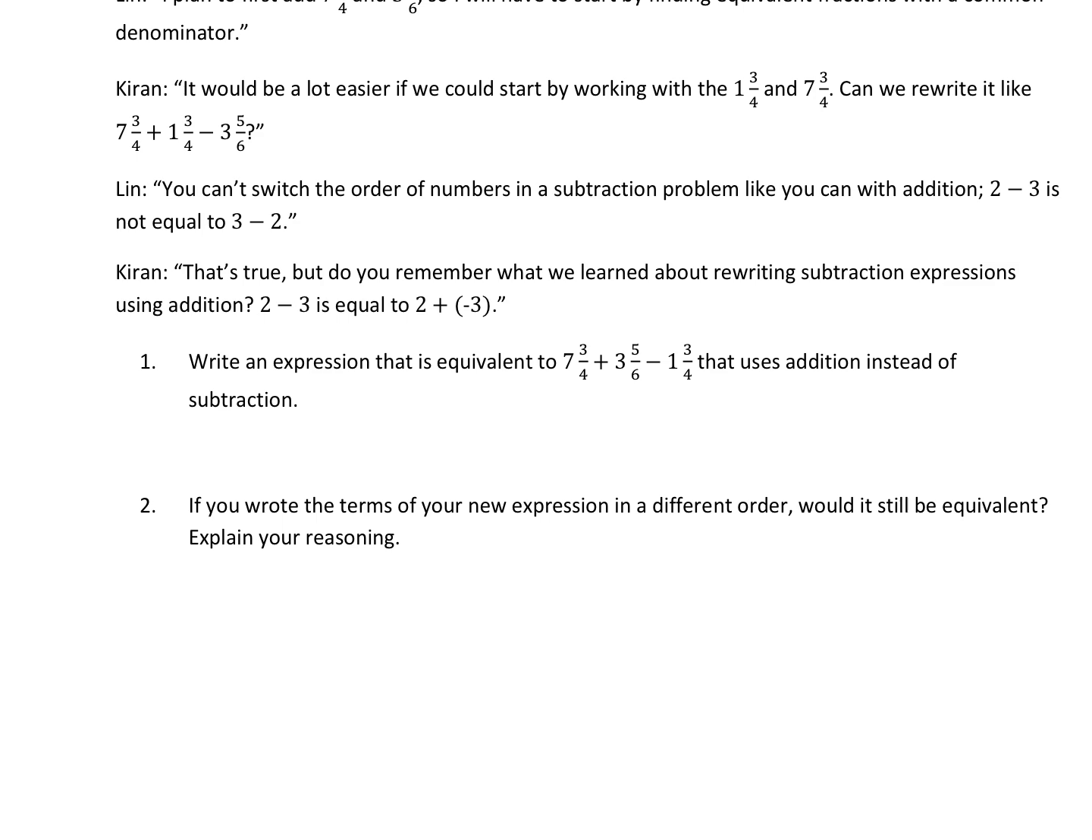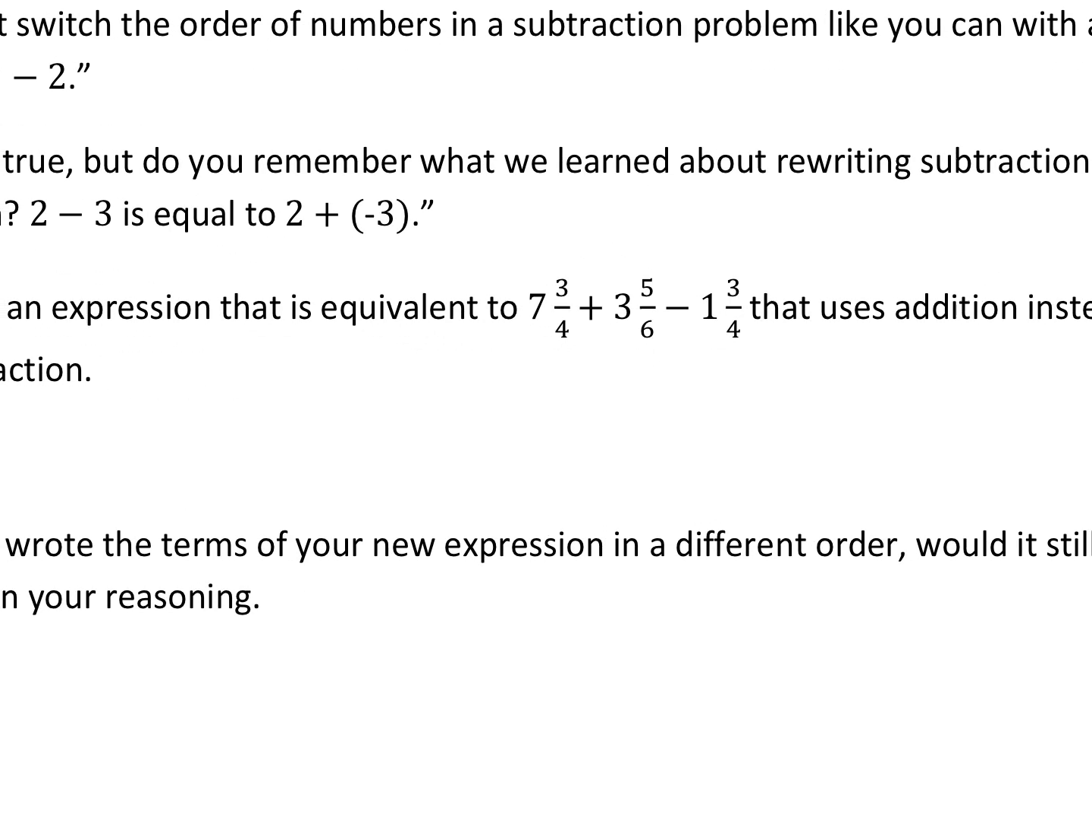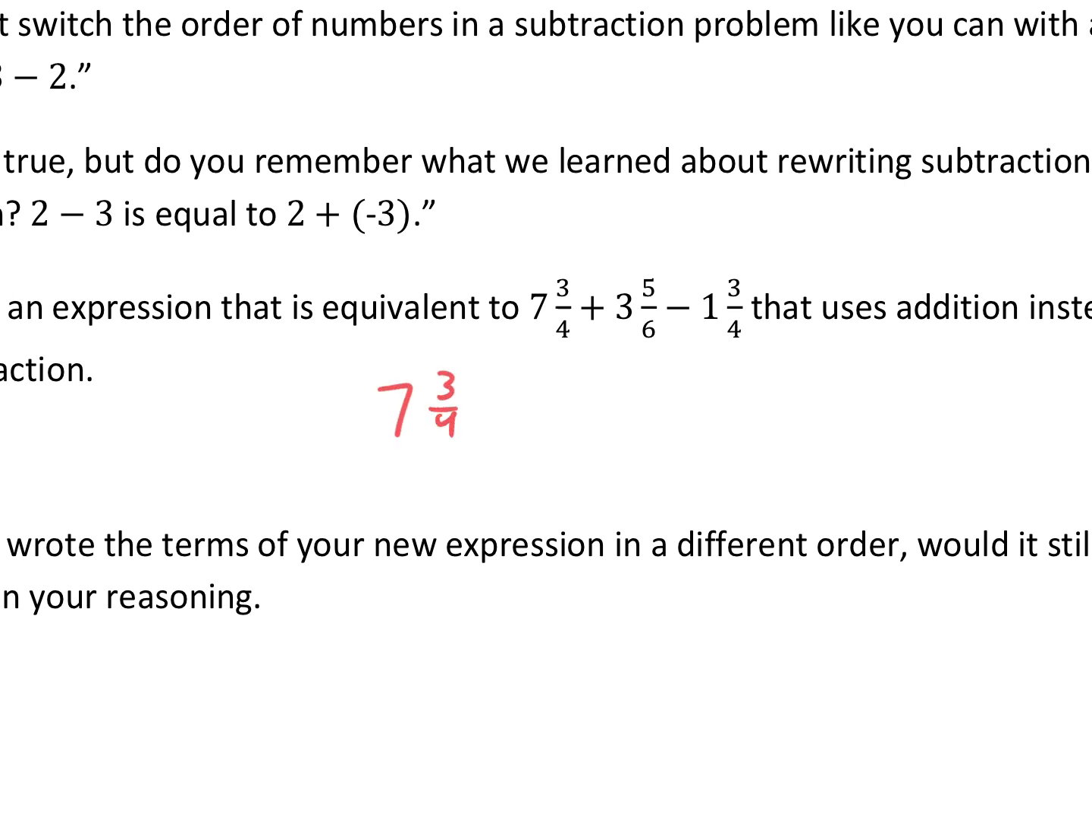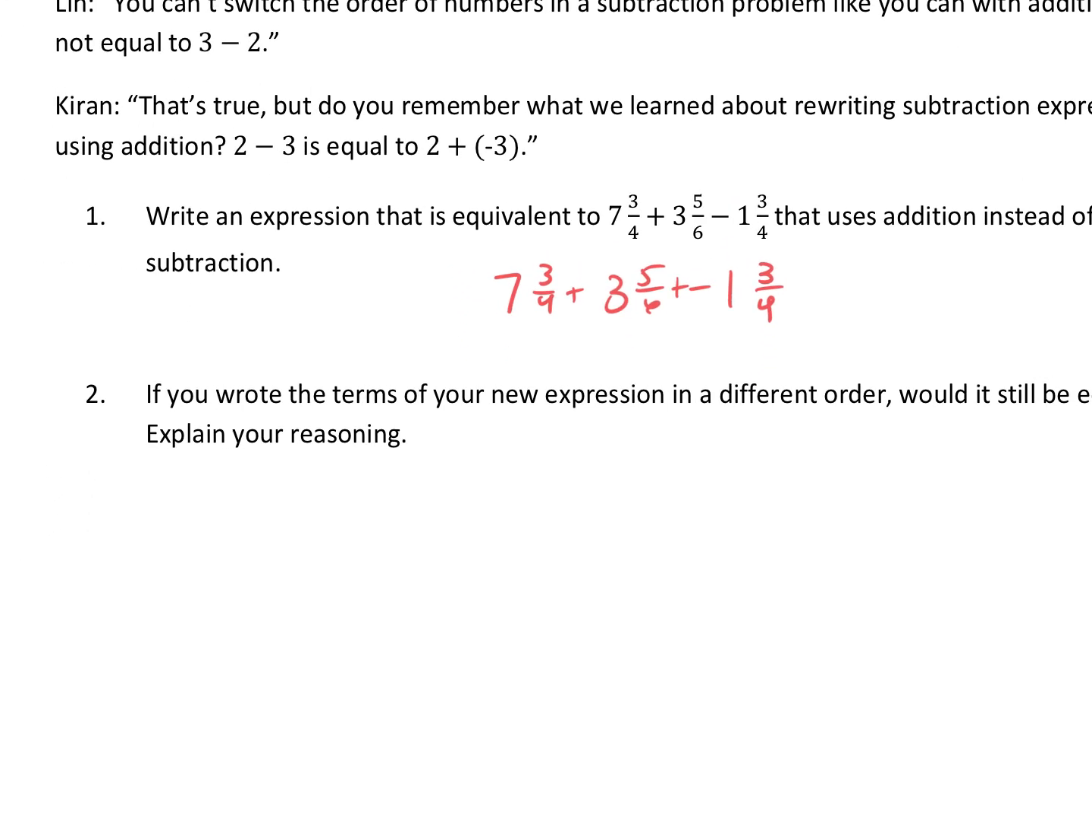All right, so let's go ahead and first rewrite it as addition. So this becomes 7 3/4 plus 3 5/6 plus negative 1 3/4. And now I'm going to apply that commutative property and put 7 3/4 and negative 1 3/4 next to each other, like so. And take it one step at a time. So first, I'm going to subtract these.